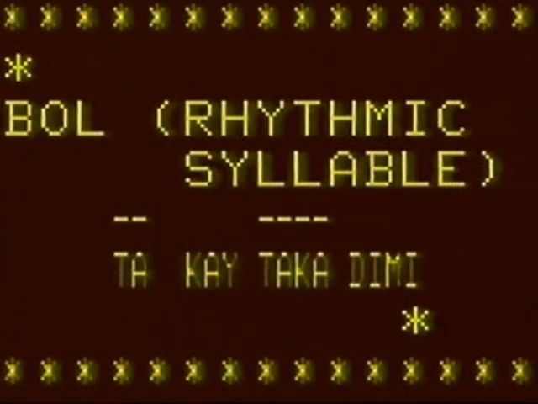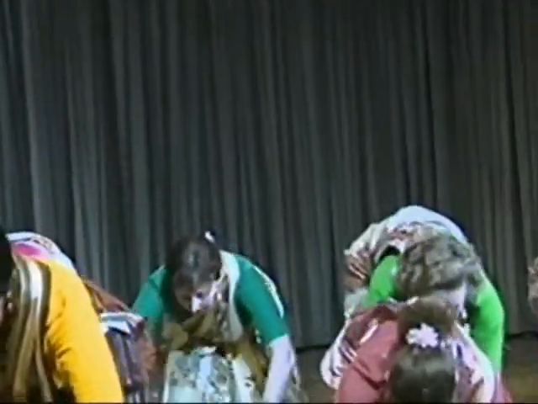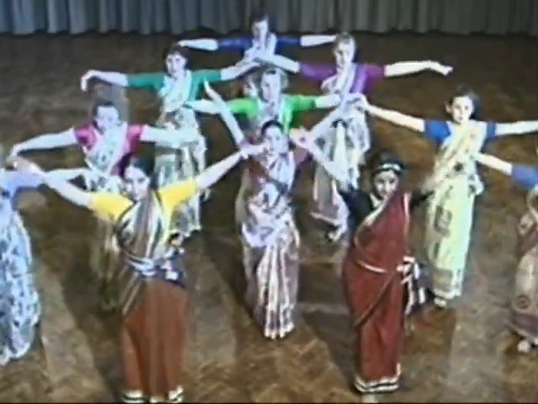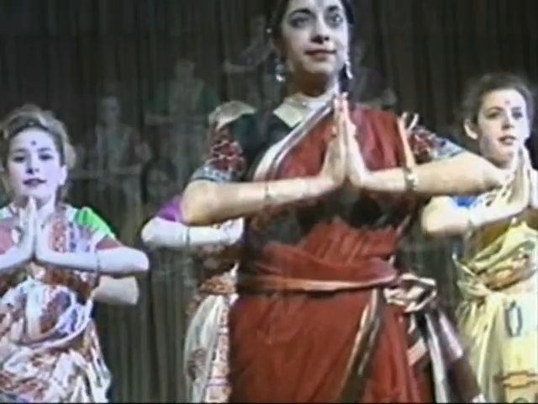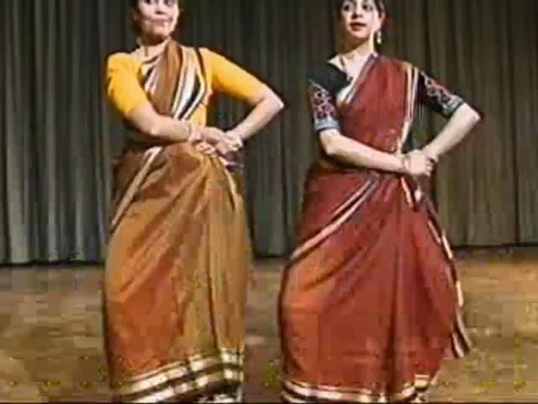Reciting the rhythmic syllables, or bowl, helps the dancers to get the rhythm right. Ta, kita kadimita, kita kadimita. Di, tay, di, tay. Tay, tay.